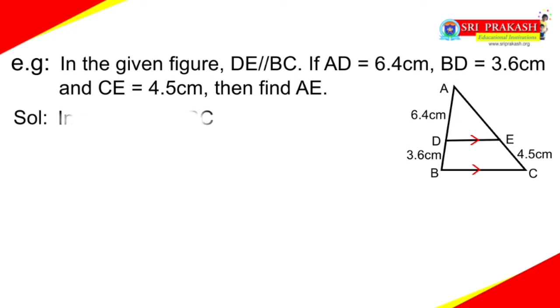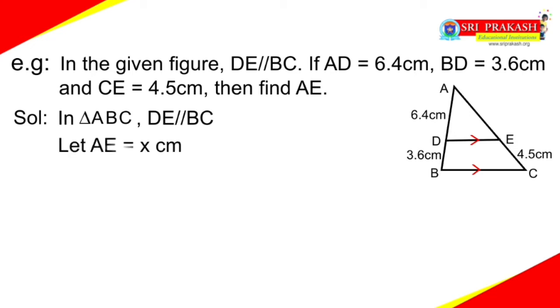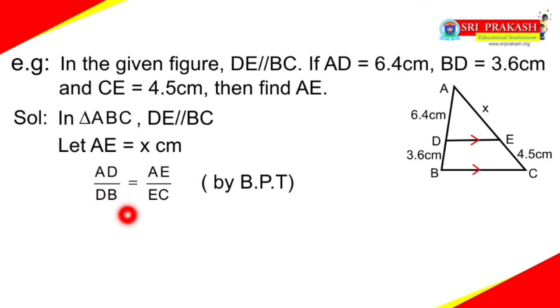Children, according to the problem, in a triangle ABC, DE is parallel to BC. Let us take AE is equal to x centimeters. We know that AD by DB is equal to AE by EC by BPT. Now let us substitute the values of AD, DB and EC in this equation. Then we get 6.4 by 3.6 is equal to x by 4.5.